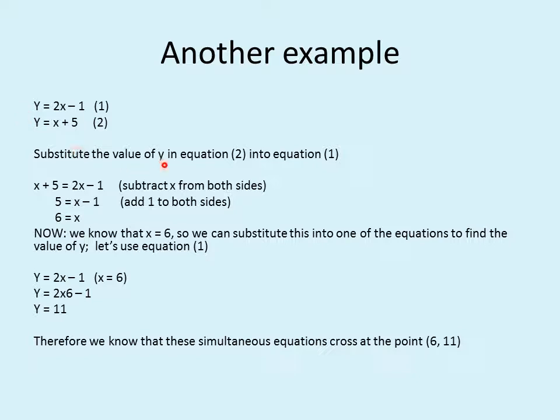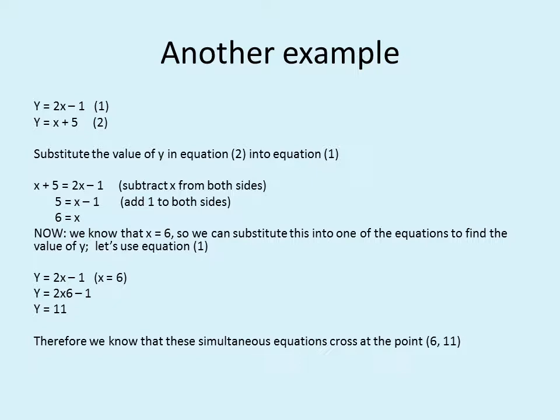So we can substitute the value of y in equation 2, which is x plus 5, into where we see y in equation 1, because we know that value is going to be the same. We say that in this case, x plus 5 equals 2x minus 1. And now we're on to our algebra to try and solve this. So we're thinking about how can we get x by itself. Remembering if we do something to one side, we have to do the other.